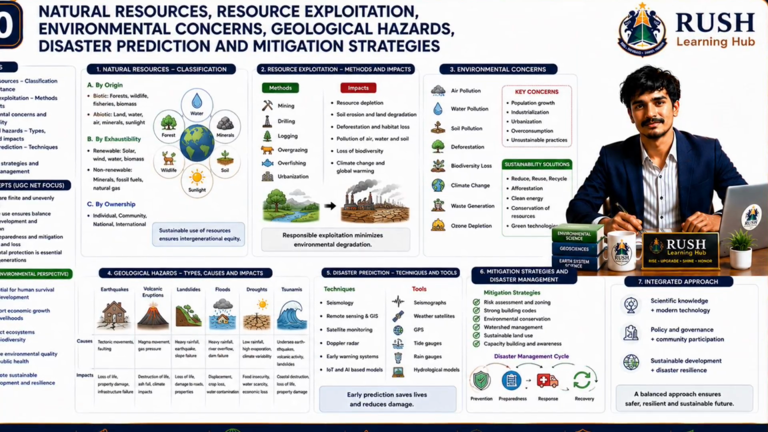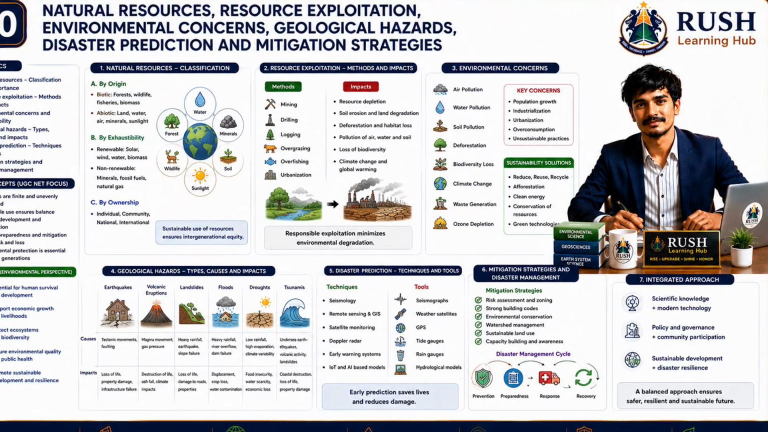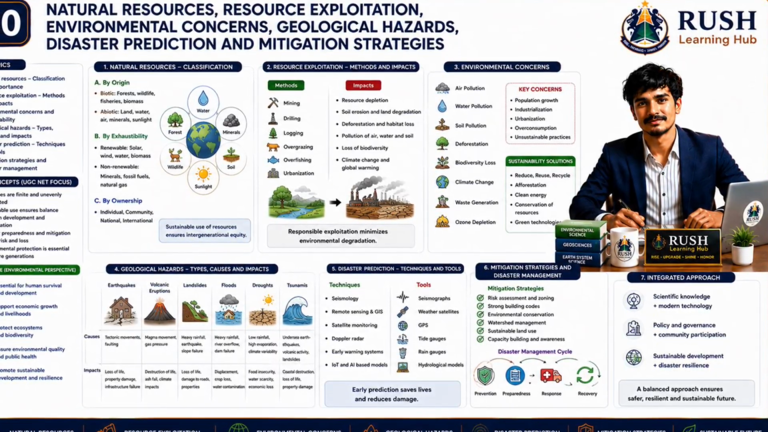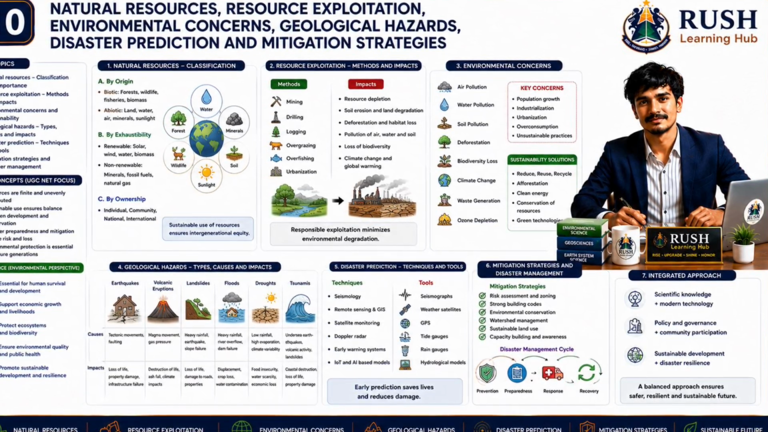Tsunamis are giant ocean waves generated mainly by submarine earthquakes, volcanic eruptions, or underwater landslides. The Indian Ocean tsunami of 2004 is one of the most devastating examples in recent history. Cloudbursts are localized events characterized by intense rainfall occurring within a short duration. They frequently occur in mountainous regions and often trigger flash floods and landslides.